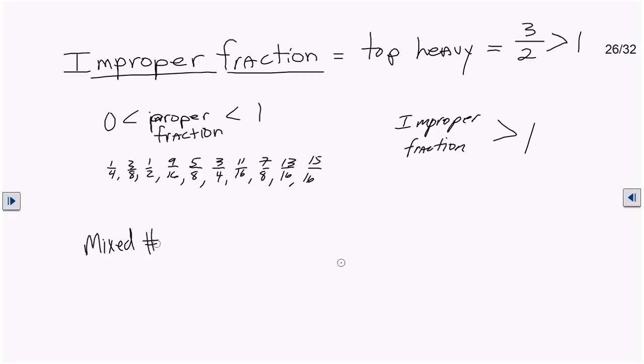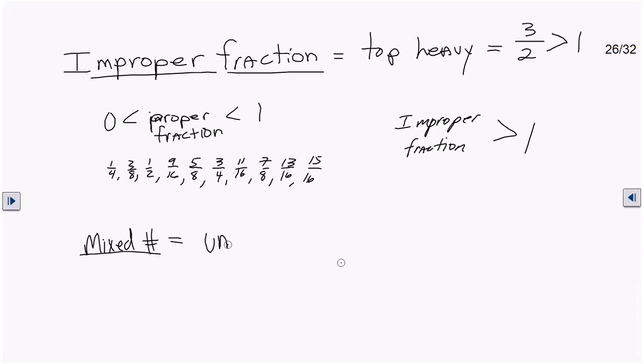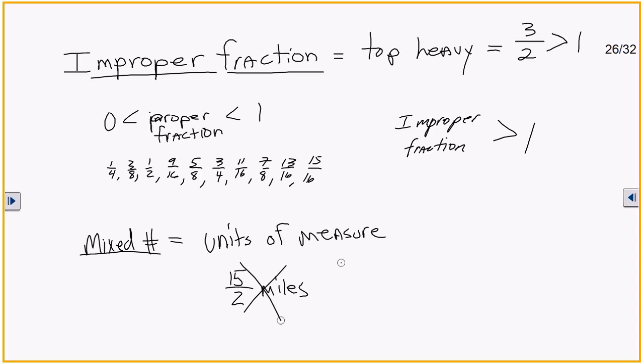Now, I tell my students about a mixed number. A mixed number, I usually tell students, is used with units of measure. You don't walk 15 halves miles, you walk 7.5 miles. You don't use 3 over 2 cups of flour. You use 1.5 cups of flour.